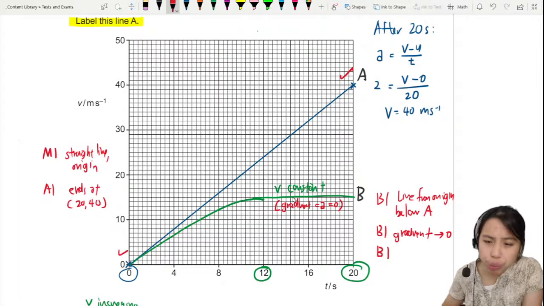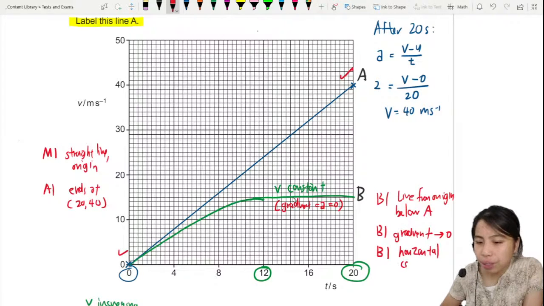The graph should be horizontal. Okay, horizontal here means constant speed. From 12 seconds onwards. So at T12 onwards.